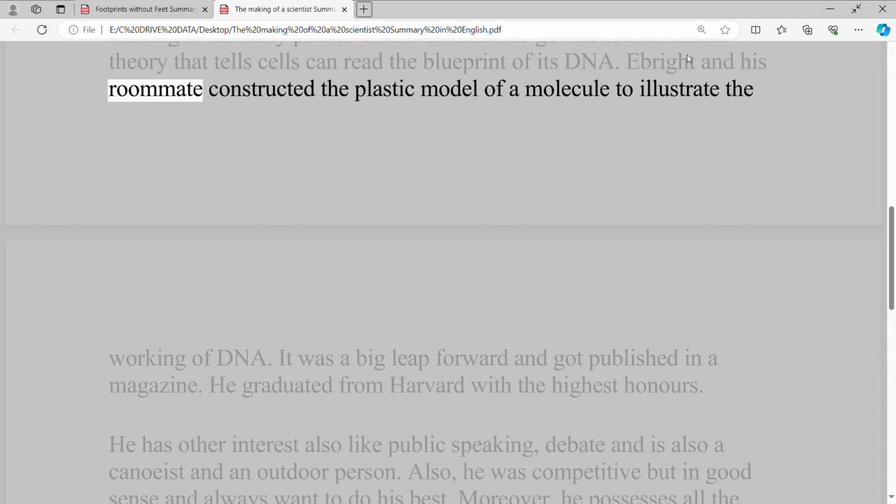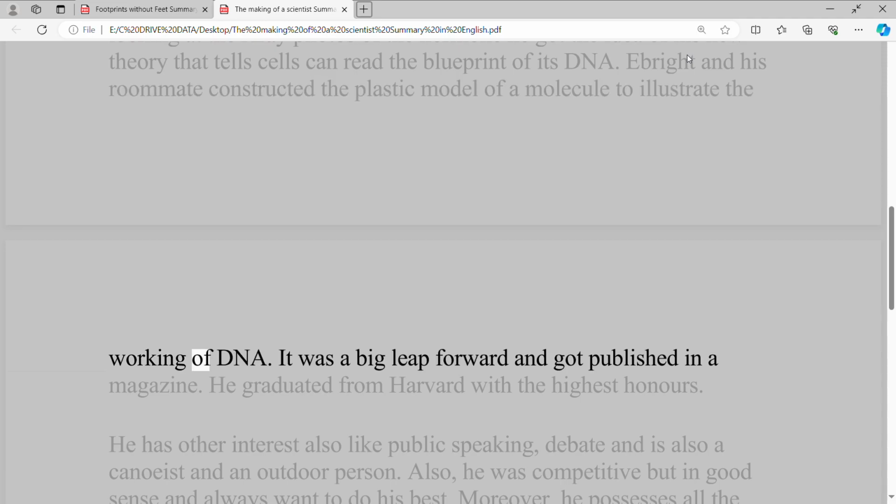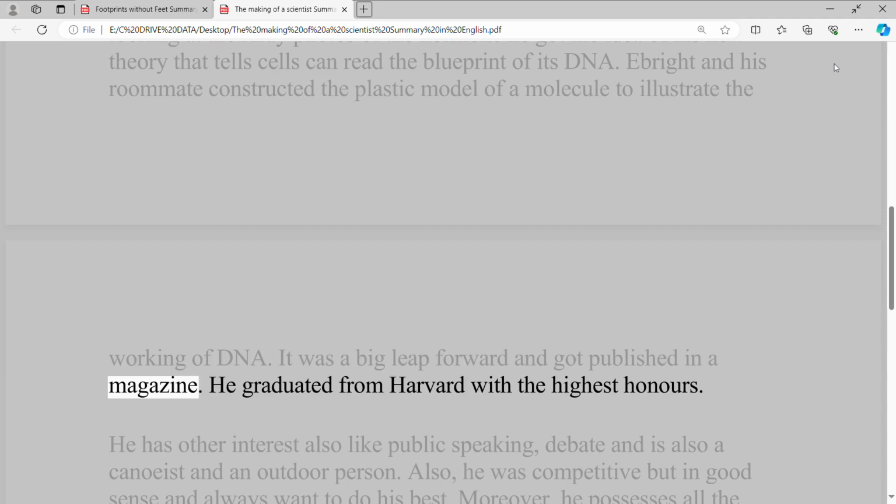Ebright and his roommate constructed a plastic model of a molecule to illustrate the working of DNA. It was a big leap forward and got published in a magazine. He graduated from Harvard with the highest honors.